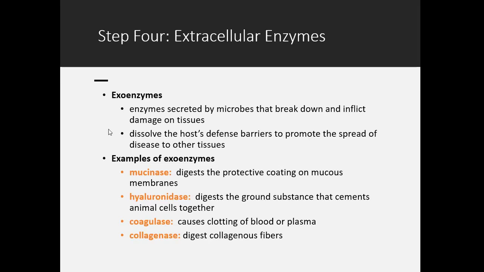So examples of exoenzymes: mucinase. Now remember, these are enzymes, so they're all going to end in ASE. So mucinase sounds like mucus, and that's exactly what it's going to do. That enzyme, when released by the microbe, is going to digest that protective mucus coating, and that can lead to disease. Hyaluronidase, okay, this is an enzyme that's going to help break down hyaluronic acid, which helps to hold tissues and cells together.